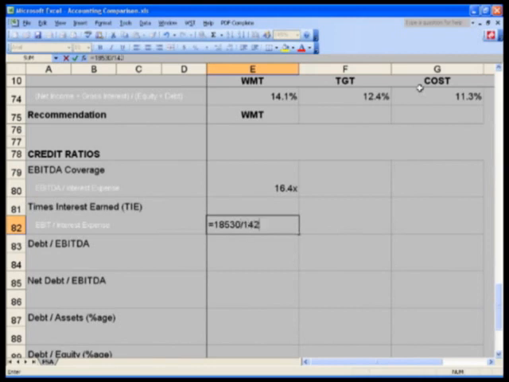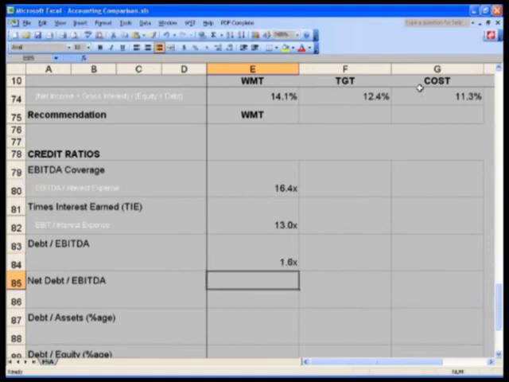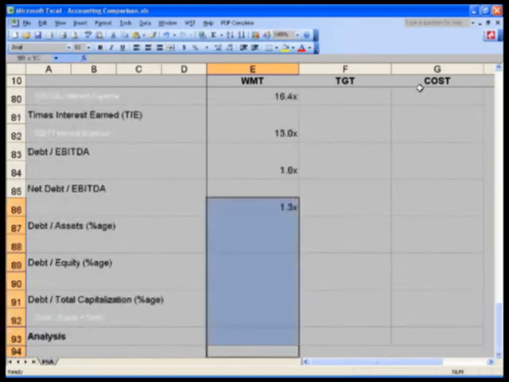Our EBITDA coverage for Walmart will equal our EBITDA number, which is 23,247 divided by our 1420 of interest expense that we grabbed from the previous page. We'll do the same thing for our times interest earned. We'll take our EBIT number, which will simply equal 18,530 divided by 1420, 13 times. Debt to EBITDA equals our total debt of 36,245 divided by 23,247, 1.6 times debt to EBITDA.